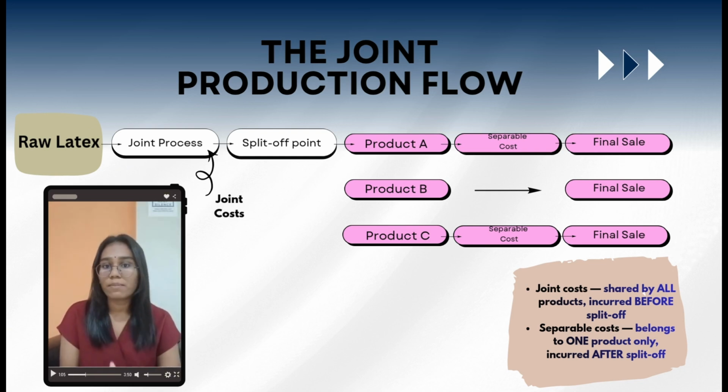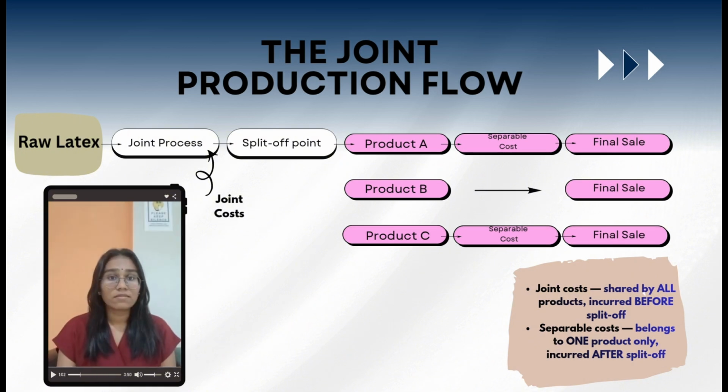And the most important thing about joint cost is they are shared. You cannot say this cost belongs to product A or this cost belongs to product B. Not yet, because at this stage, all the products are still being produced together inside the same process. Then we reach the split off point right in the middle. This is where things start to change. After this point, each product becomes its own separate identifiable thing.